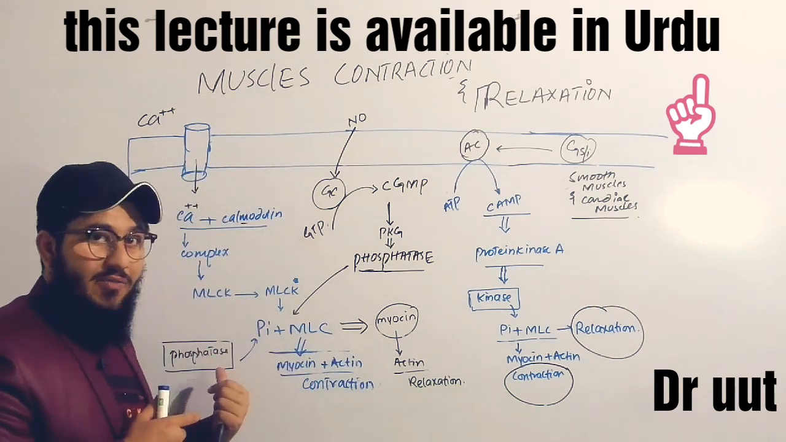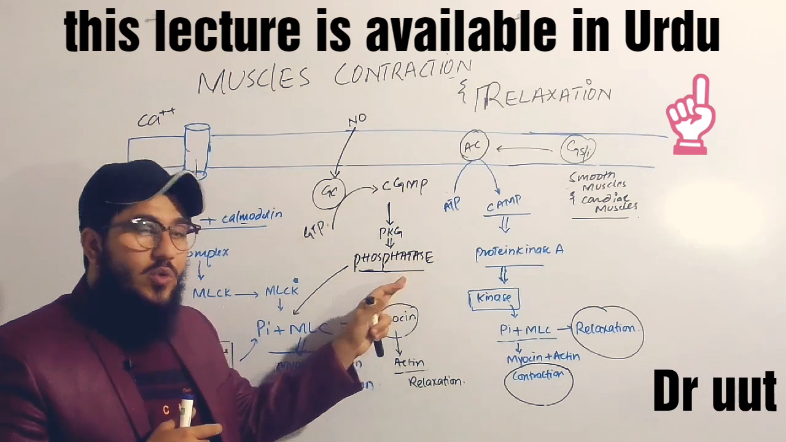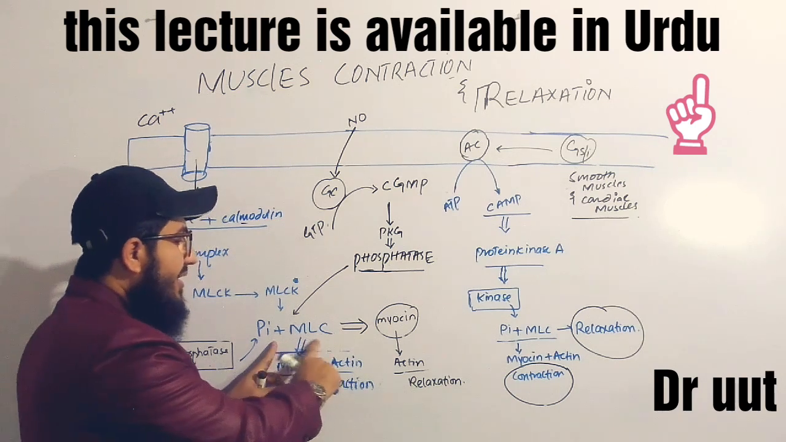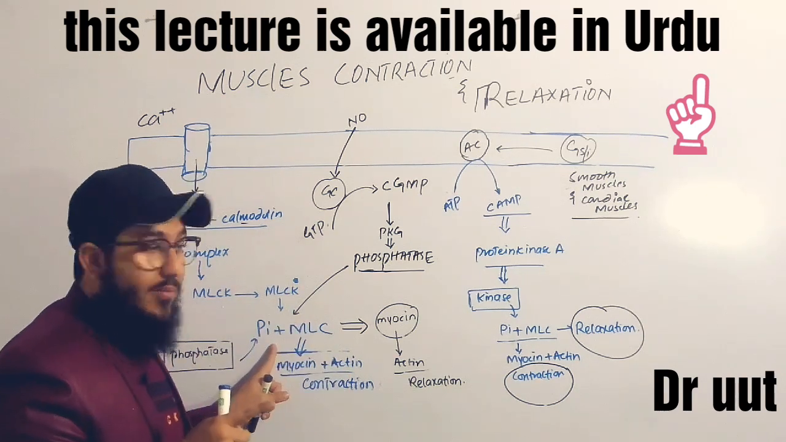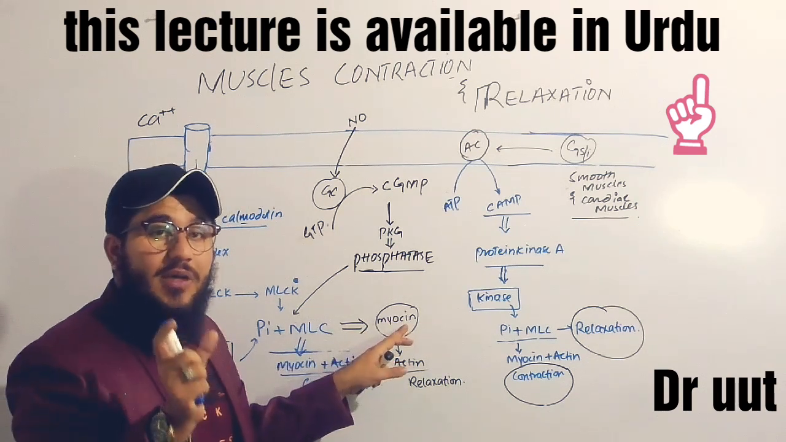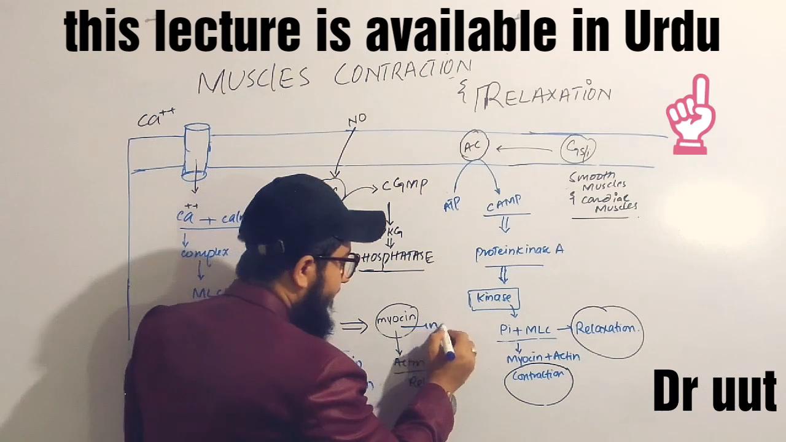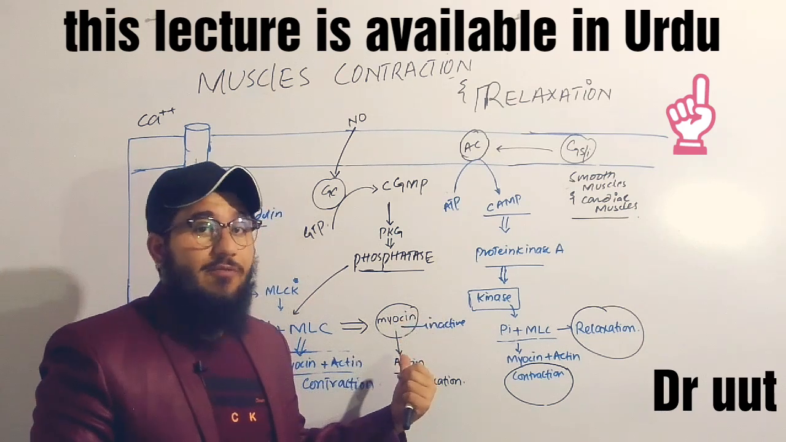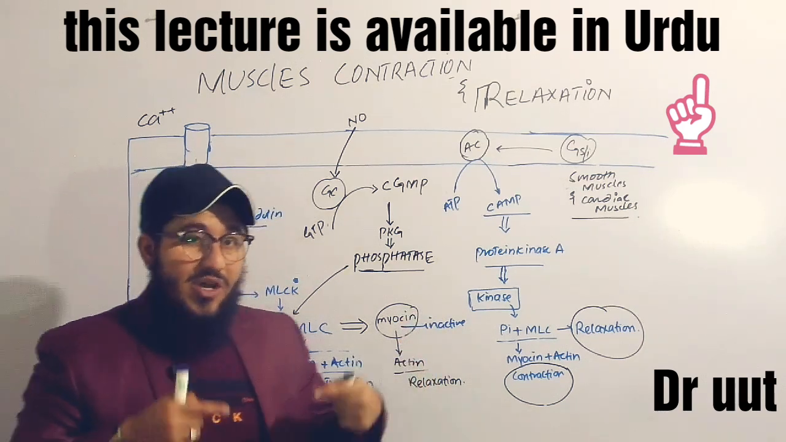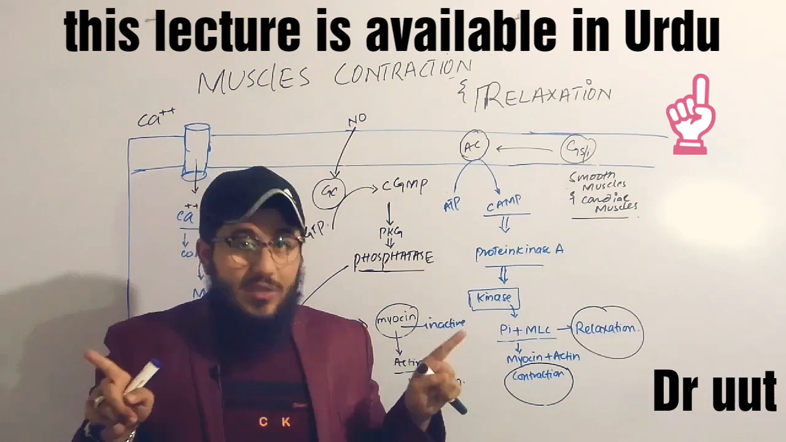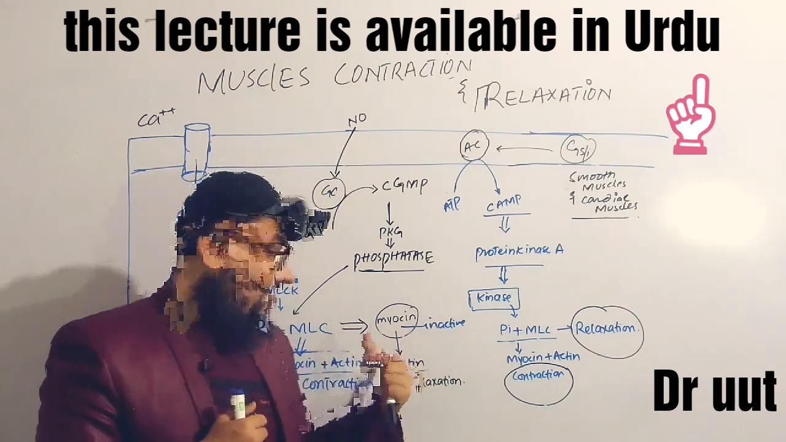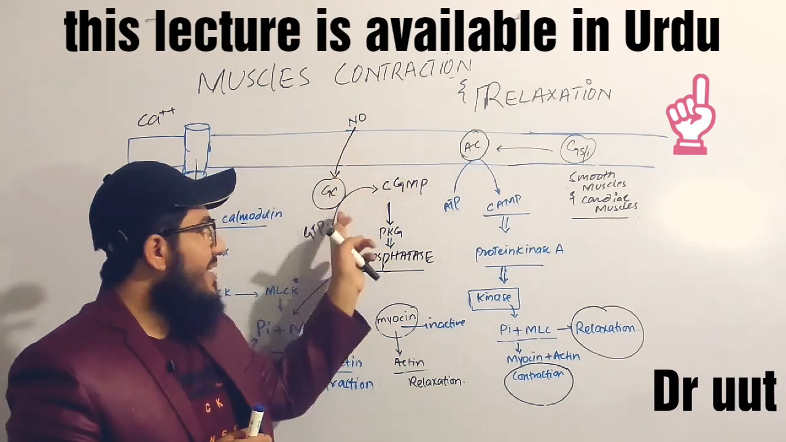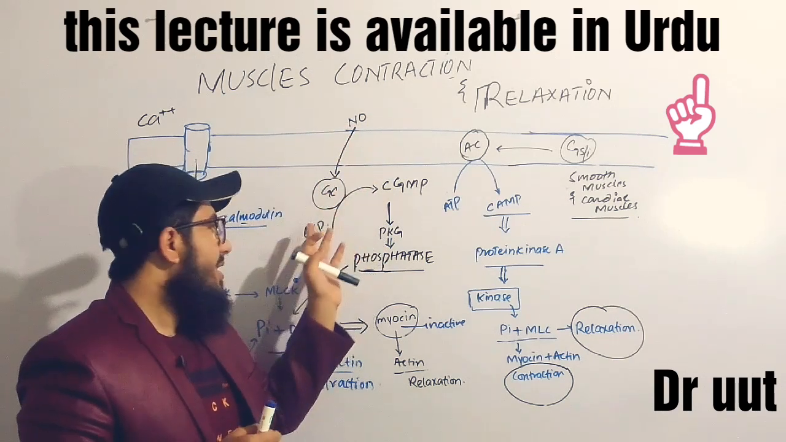You got the concept here, the phosphatase. So now this phosphatase is responsible to dephosphorylate, meaning that it will remove the phosphate from the myosin light chain. When the phosphate is removed from the myosin light chain, the myosin will become inactive. And this inactive myosin will then have no interaction with the actin. So now the interaction between actin and myosin is lost. So you can see that what happened? Relaxation happened.